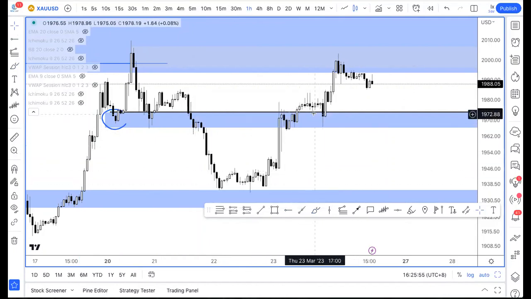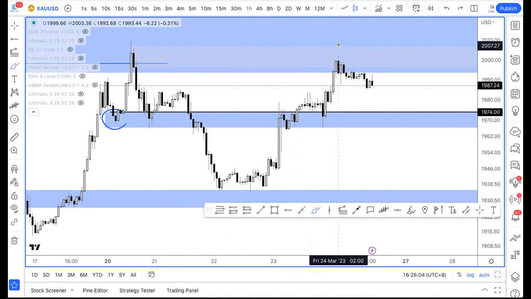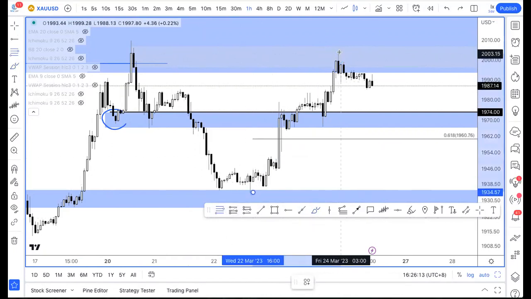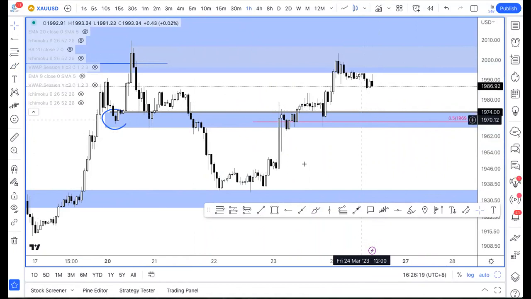What you can also do is to check, right? So this is the move up and the pullback. So you try and find if there are any retracement levels, low to high. This is the lowest point, this is the highest point. So try and find the retracement levels from low to high and see if there are any retracement levels that line up with the zone. So you can see the 50% retracement here.